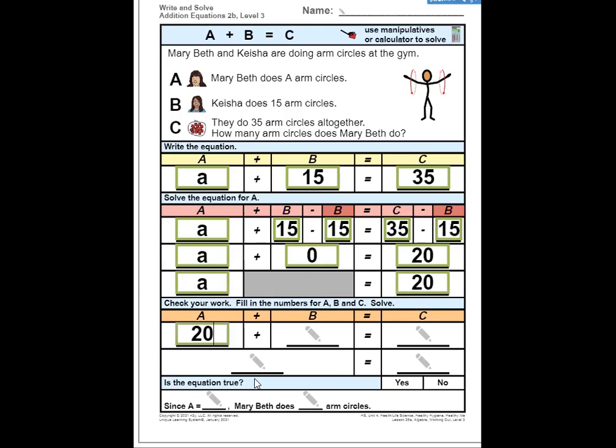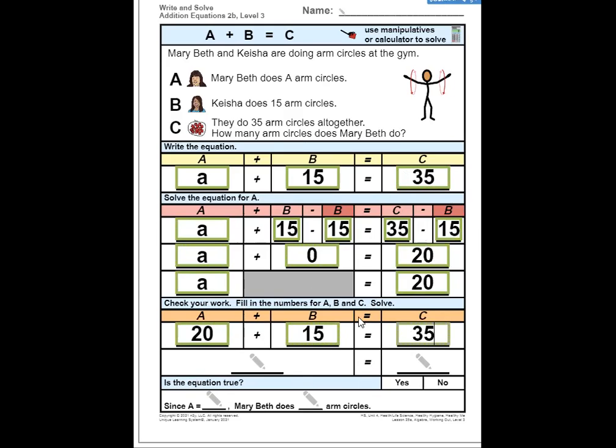Plus B, what did we say B is? 15. Good job. Equals C. What's C? 35. Very good. Guys, I have to put this in just right. I have to hit it just in the right order. Okay. All right. We got to see if it's going to be true.